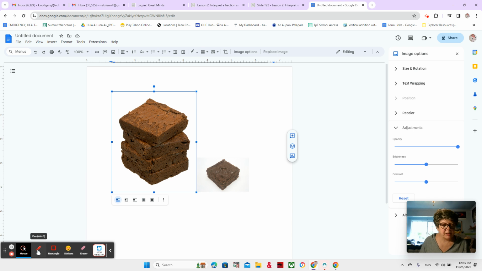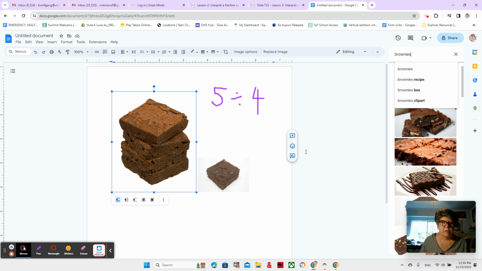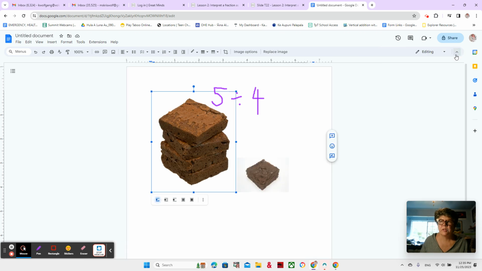What division expression can we use to show that? That would be 5 brownies divided among 4 friends, right? 5 brownies, 4 friends. Okay. All right. How do we know the expression that represents the situation is 5 divided by 4 and not 4 divided by 5?